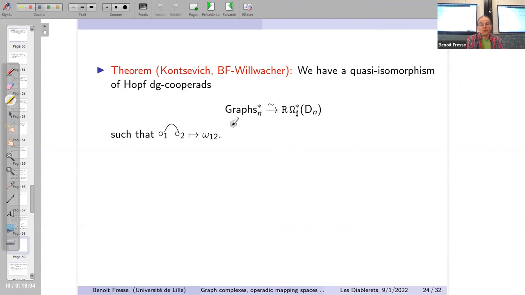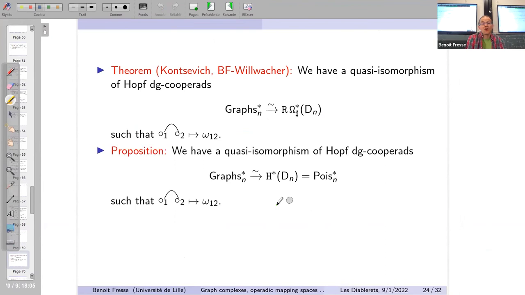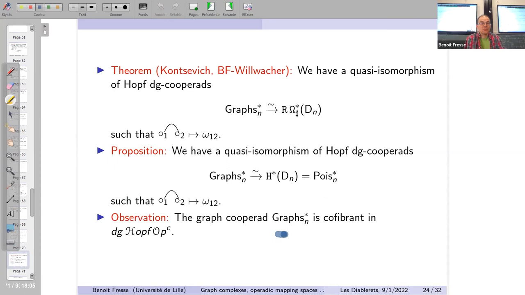So you can prove that this gives you another model of Dn. This corpora of DG corpora of graphs is quasi-isomorphic to the model of Dn, and it is also quasi-isomorphic to the Poisson corpora. This quasi-isomorphism is quite explicit, and this one is also very explicit in the Kontsevich construction. And the fact that this corpora of graphs is coherent.